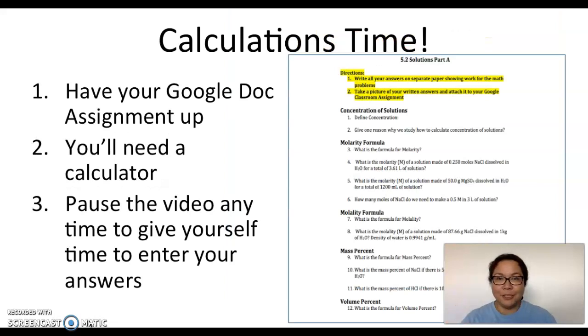So it is calculations time, and you guys will be needing a calculator. So have your Google Doc assignment up, and you are going to follow along with how to do those problems. And as always, pause the video, rewind if there are parts where I went a little too fast or you just need me to repeat them. So that's the beauty of distance learning with these recorded lessons.